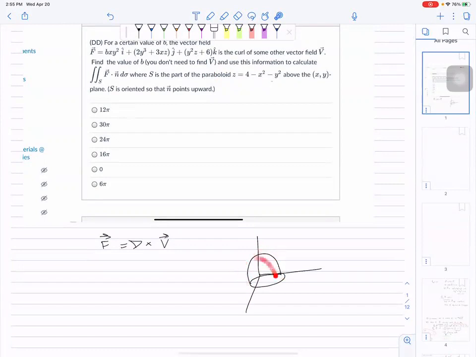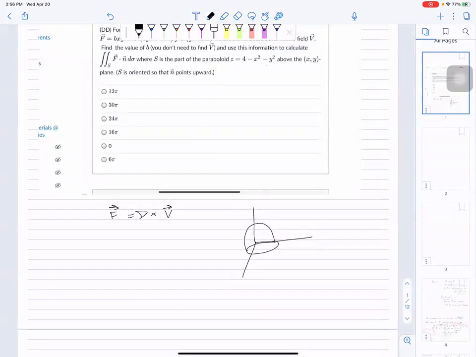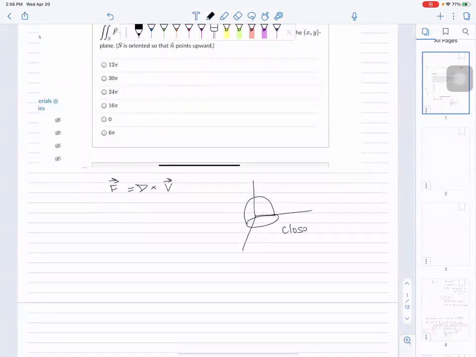So what is something we could do to make things easier for ourselves? If we close that parabola so that it has a lid, then we can use Gauss's theorem. Because for Gauss's theorem, we just need a closed shape and we could use the divergence. So we close the lid.